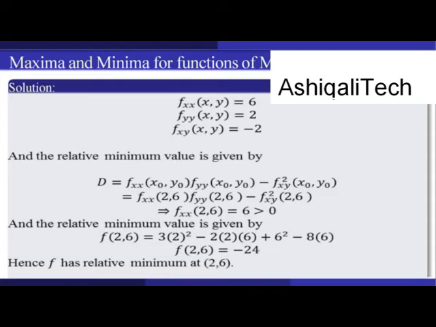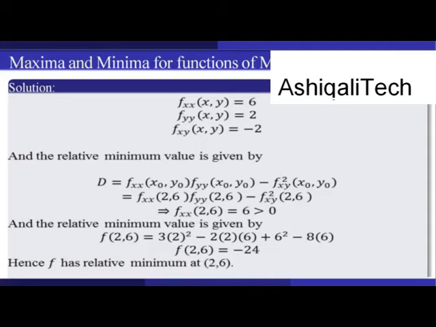and the relative minimum value is given by f(2, 6), that is equal to 3 into 2 squared minus 2 into 2 into 6 plus 6 squared minus 8 times 6. That is, we get f(2, 6) is equal to minus 24. Therefore, f of x, y has a relative minimum value at the point (2, 6), and the minimum value is given by minus 24.